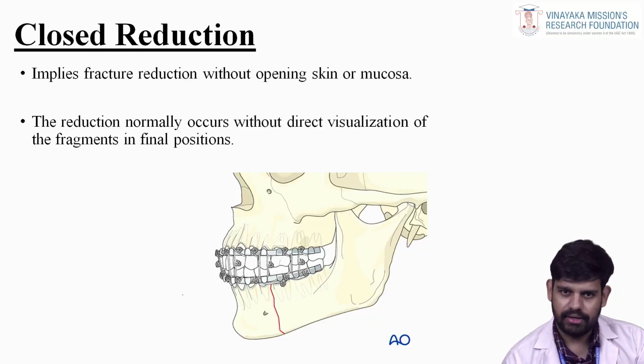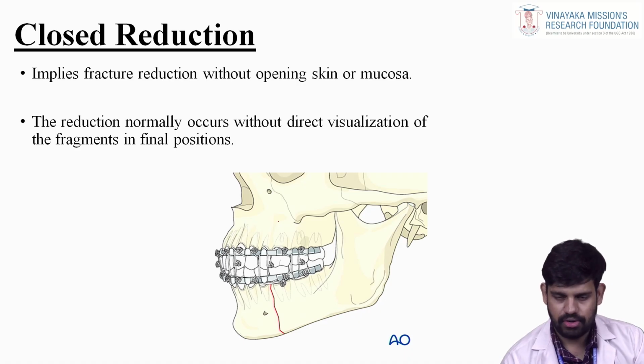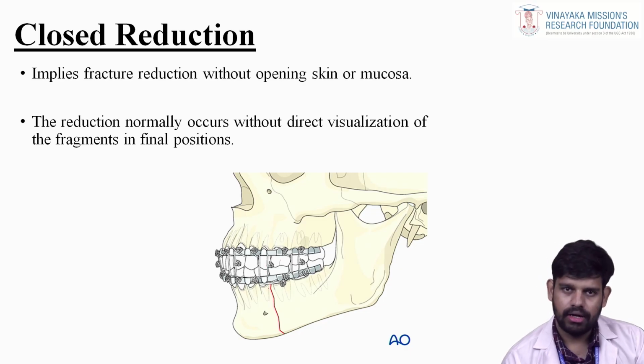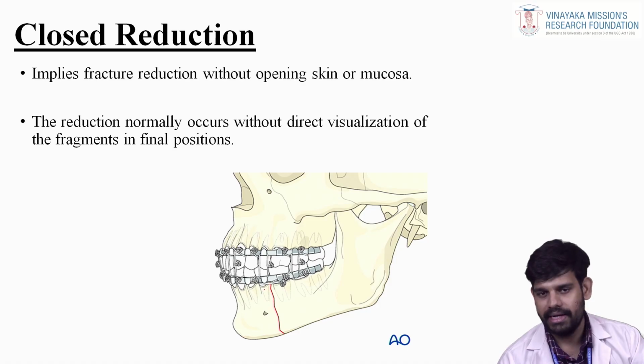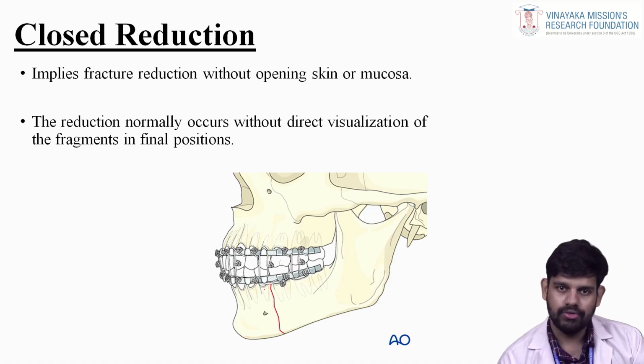So coming to closed reduction. Closed reduction is where we don't see the fracture directly. Direct visualization of the fracture is not done. We are reducing it and putting the patient in intermaxillary fixation. Reduction and going for intermaxillary fixation without seeing the fracture directly is called closed reduction. Closed reduction is seen in patients who are not fit for open reduction, or where a favorable line of fracture is there, or a minimally displaced fracture where the occlusion is intact.